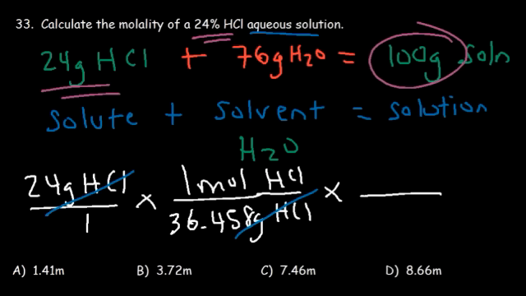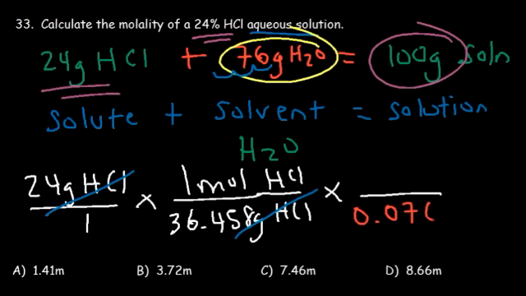We have 76 grams of solvent. To convert grams to kilograms, divide by 1,000, or move the decimal 3 units to the left. So 76 grams is equal to 0.076 kilograms. So 24 divided by 36.458 should give you 0.658 moles, and then divide that by 0.076. So the answer for this problem is 8.66. That's the molality of the solution. So that's how you can convert mass percent into molality.